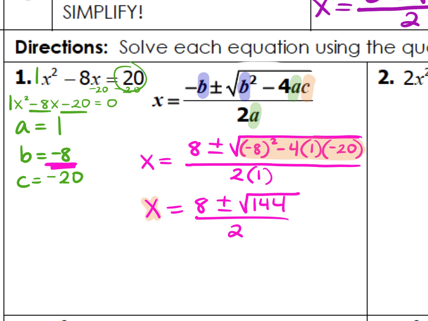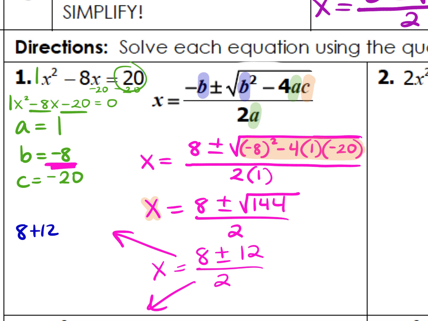What do you do next? Now you do 8 plus or minus. Take the square root of 144, and it's 12. So you get 8 plus or minus 12 over 2. Now what do you do? 8 plus 12 and 8 minus 12. Yeah, set it up as 2 separate ones. I'm going to go this way since I have more room over here. So we're going to go 8 plus 12 over 2. And we're going to go 8 minus 12 over 2.